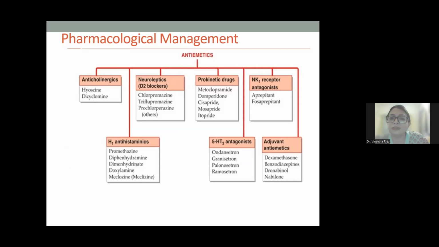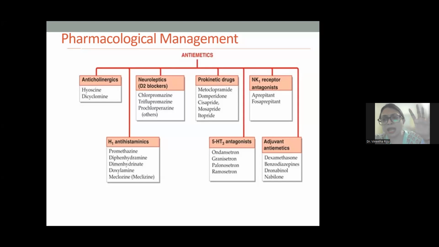So these are all the different antiemetics. They come under different groups. As you all know, this is all very familiar to you. Anticholinergics, D2 blockers, then the prokinetics, which we most often use, like metoclopramide, domperidone. And then you have the NK1 receptor antagonist, aprepitant. Aprepitant is preferably used now to address anticipatory vomiting. So when we see patients in the chemo ward with severe anticipatory vomiting, we start the patient on aprepitant.